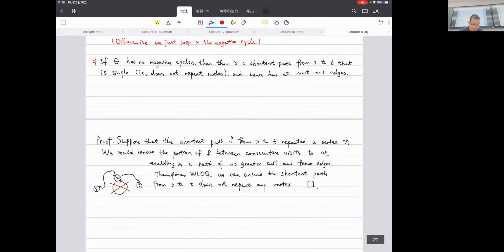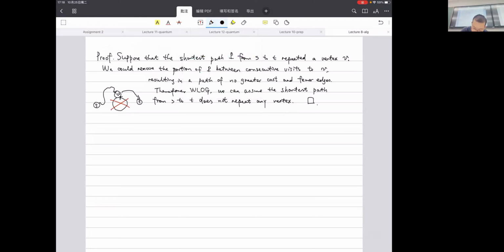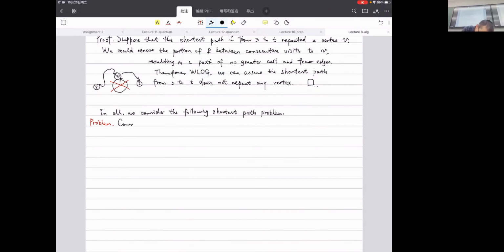Okay, so from these two observations, we can consider the following problem. We can consider a harder shortest path problem compared to what we have been discussing, compared to Dijkstra's algorithm. So we consider the following version. The problem is: consider a directed graph G equals (V, E) here.